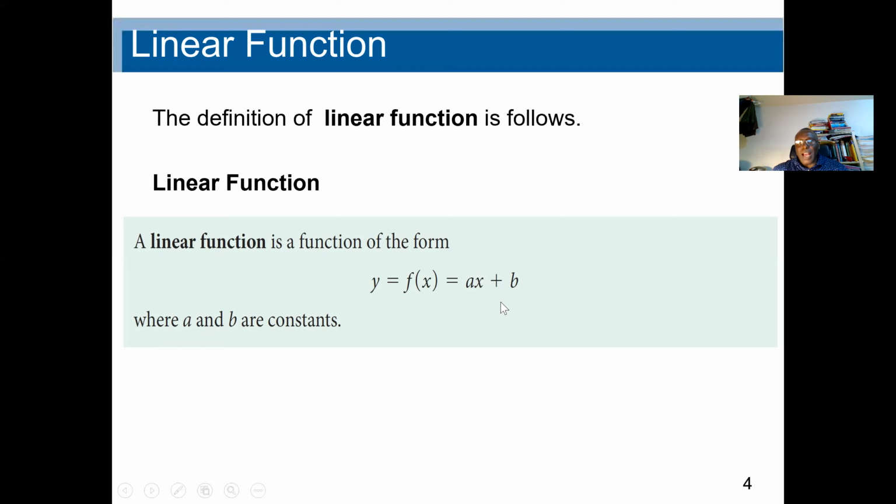So a and b are constant values, and a would be the slope and b will be the y-intercept. So our main two variables are the x, which is the input variable, then y, which is the output variable.